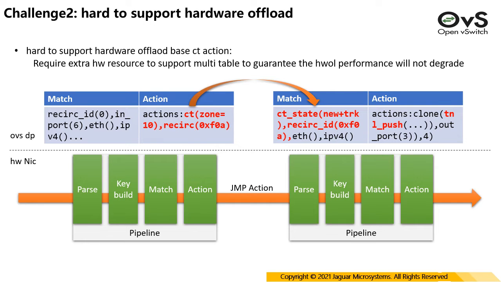Considering hardware offloading support, once the packet gets recirculated in software, the behavior of recirculating is just like jumping to another table to continue doing the actions, which will require extra resources to support multi-table in hardware, and mapping the OVS flow chain to the hardware pipeline. Otherwise, the performance will also degrade if we do recirculation on the hardware.